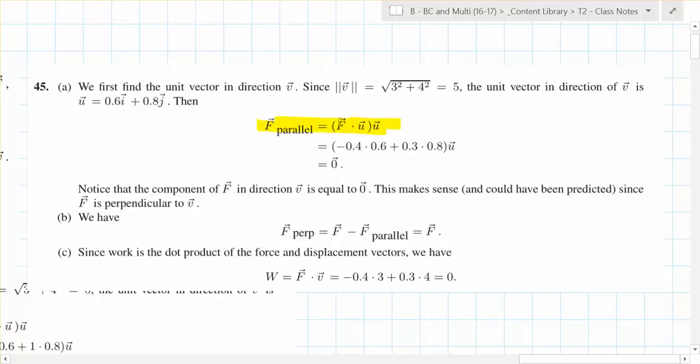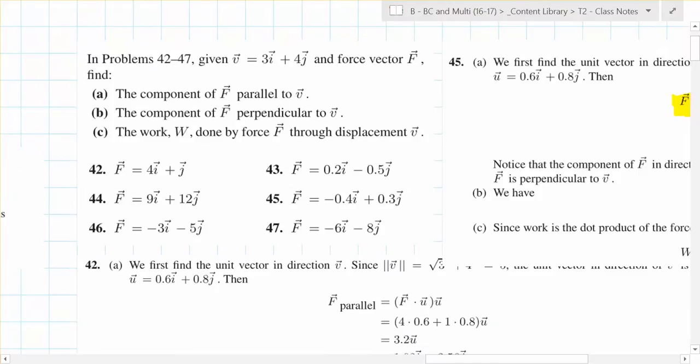Right there. So then it's just a matter of plugging in what it gives you. And then what do you end up with? 0. So what does that mean? So it has to be perpendicular. If it has 0 component in the direction of path, it's going to be perpendicular. Notice that the component of f in the direction of v is equal to 0. This makes sense since f is perpendicular to v.